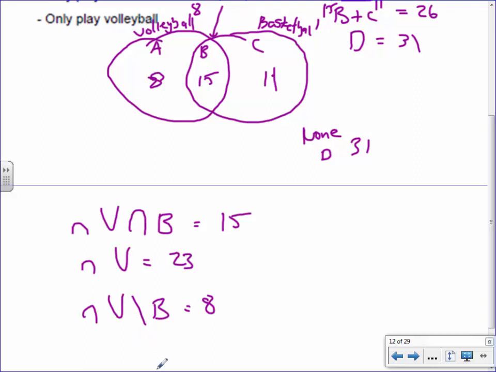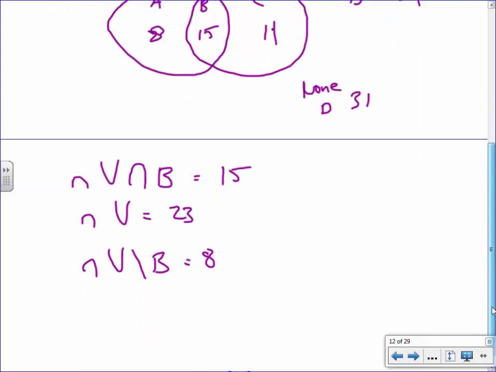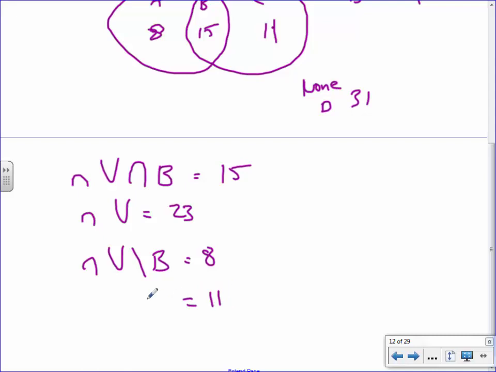How would I write the kids who only play basketball? I know the answer is 11, but how do I write that? B/V. Yeah. So these are the kids who play basketball but don't play volleyball. What if I were to ask you this one here? V/U/B prime.